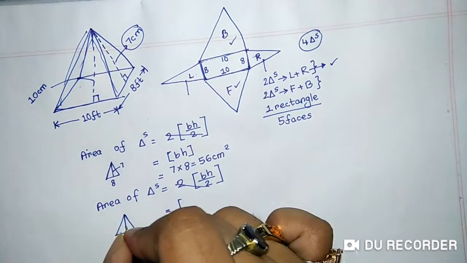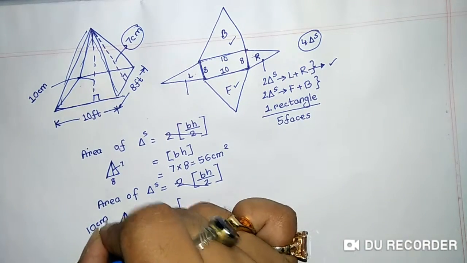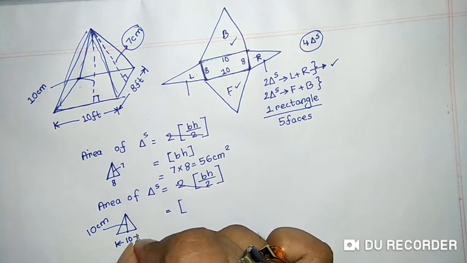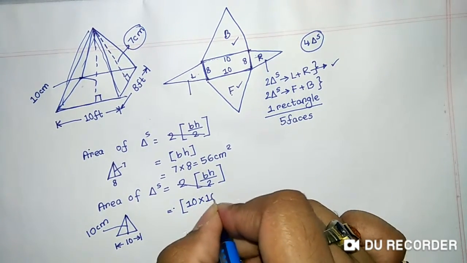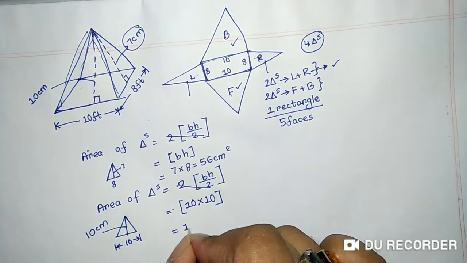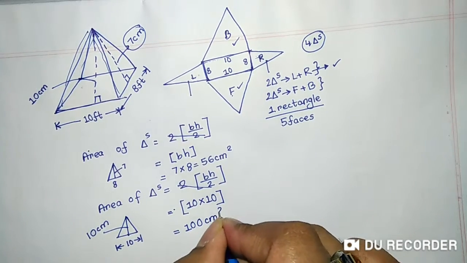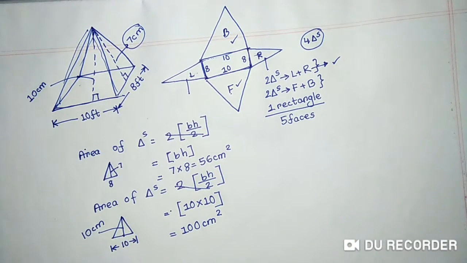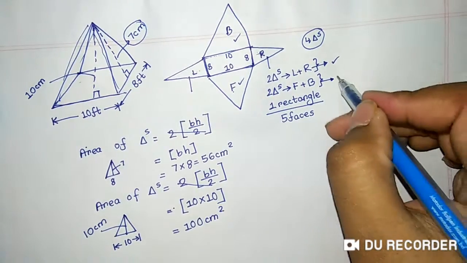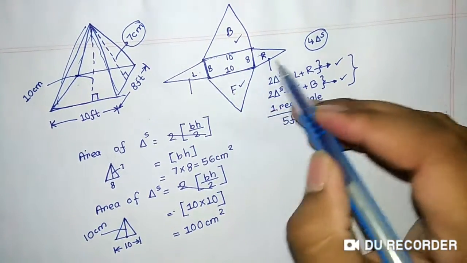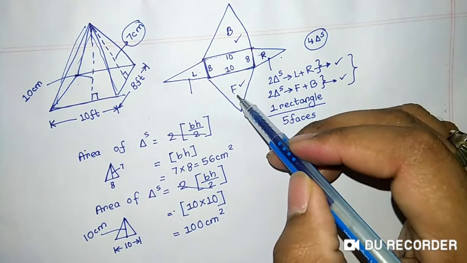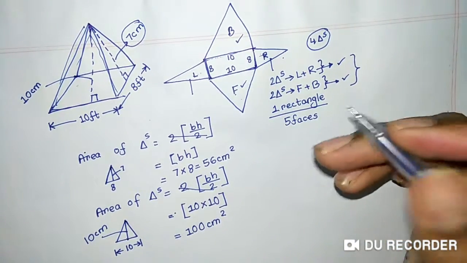So we are quite lucky to have the same dimension. So 10 centimeter and 10 centimeter over here. So we will have 10 times 10 as the base and height. So we have 100 centimeters square. So now we know the area of the 4 triangles together, right? 2 triangles that represent the left and right side, and the 2 triangles that represent the front and the back.